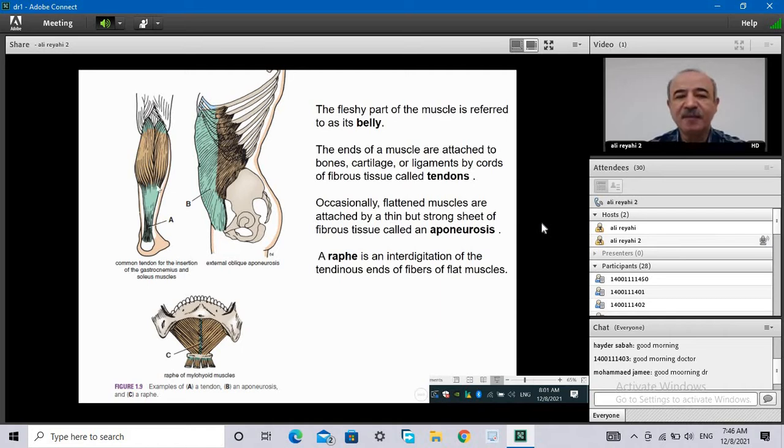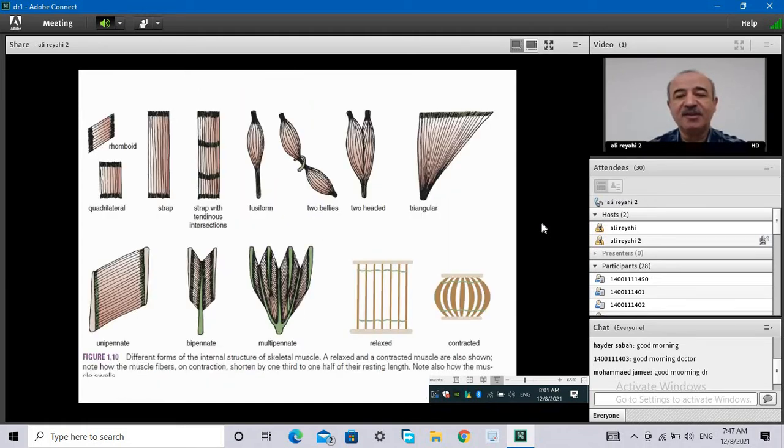Most muscles form a tendon. The flat muscles form the aponeurosis, and some of the flat muscles are inserted as the raphe. Okay? When the end of the muscle is collected and forms a cord-like band, it is called the tendon. Aponeurosis, raphe. Okay, these describe the ends of the different muscles.